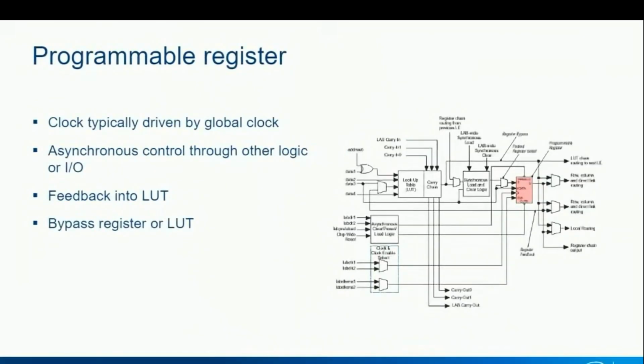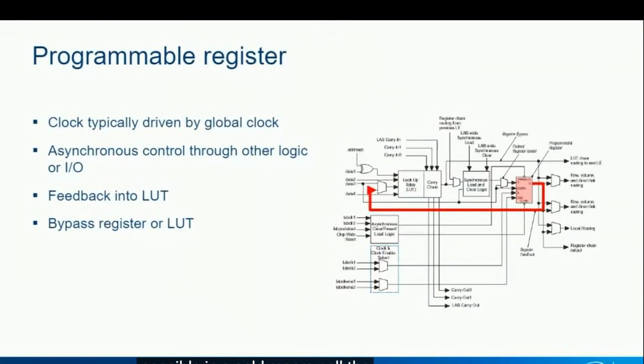The synchronous part of an LE comes from the programmable register. It is usually driven by a global device clock, but any clock domain can drive any LE. Asynchronous control signals of the register, such as clear, reset, or preset, can be generated by other logic or come from an I/O pin. The output of the register can drive out of the LE to the device's routing channel, or be fed back into the LUT, similar to the feedback possible in a CPLD macro cell.